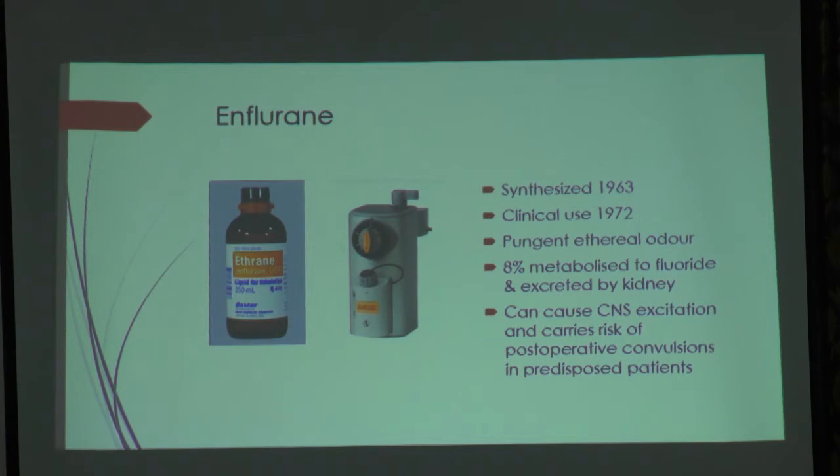Then enflurane. Enflurane was synthesized in 1963. We started using it in 1972. It has a pungent ethereal odor. The problem with enflurane is that it's metabolized to fluorides and excreted by the kidney, which is not desirable, because it has the potential to cause toxicity. The other problem with enflurane, I said enflurane was one of the gases that were still being used, and when I joined the Department of Anesthesia, I still saw the vaporizers around, but I never got the chance to use it because I think they were thinking of taking it out.